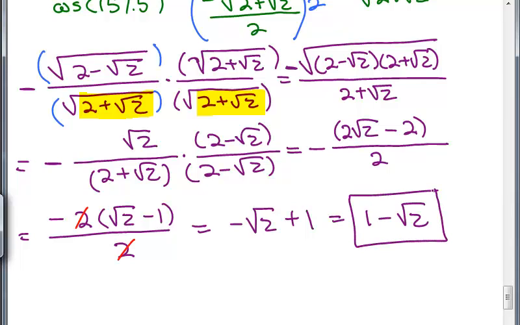So doing it this way requires a lot of algebra to get the answer. We're going to find the exact value of tangent of 157.5 degrees using the three formulas for the half angle identities for tangent of x over 2, and we will get the same answer.